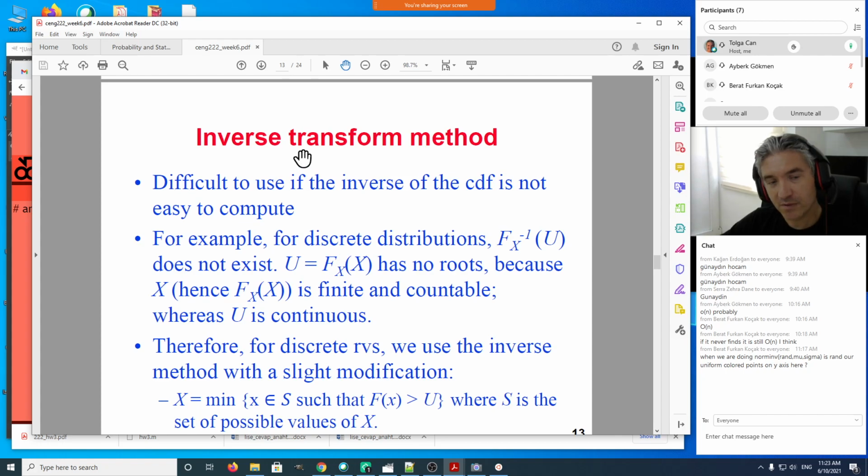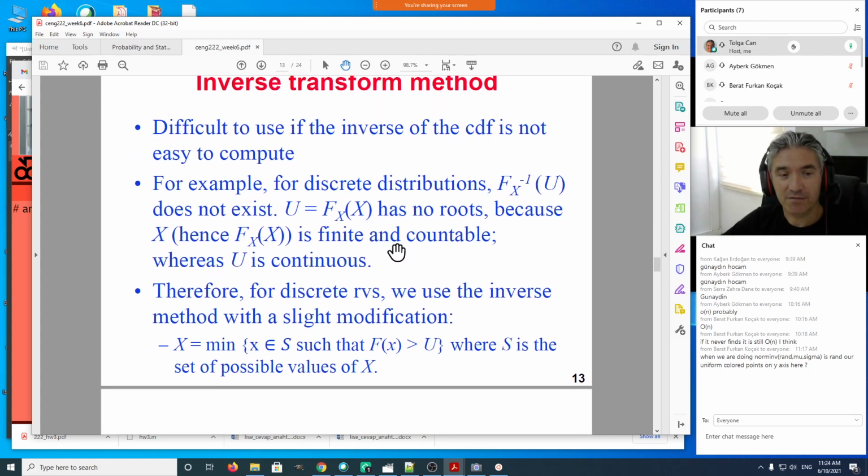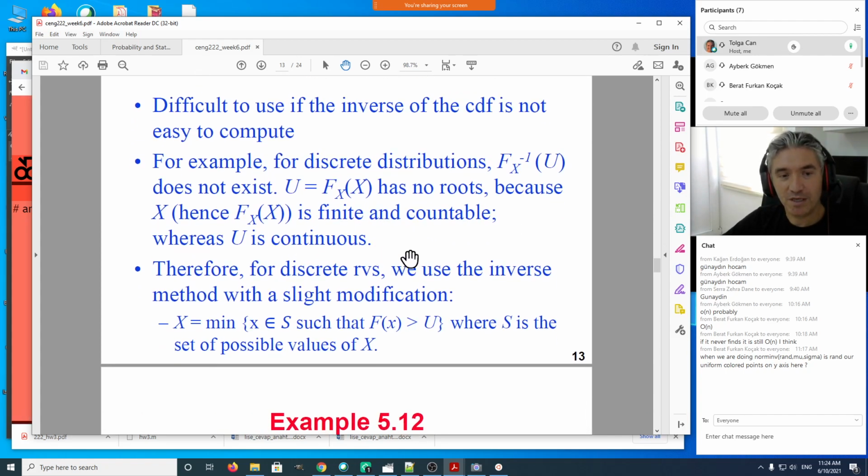But the inverse transform may not be applicable for all of the continuous distributions. For example, we cannot use it for discrete distributions. Actually, we're talking about this method under the name of continuous distributions, but it may also be applicable to discrete distributions if it's such a magical method. But it doesn't work, because discrete distributions don't have continuous CDFs. The inverse CDF sometimes may not exist. It may have no roots, as u is continuous here.